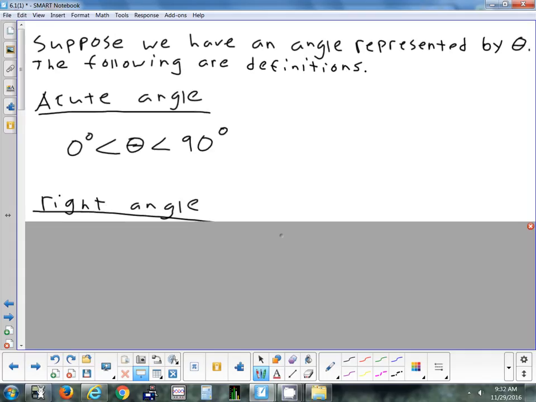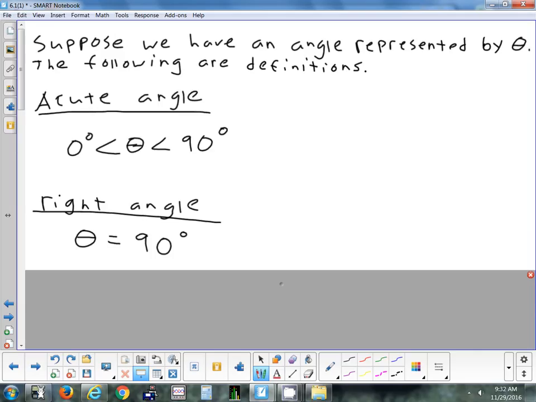Does beta always represent an angle? It's one of the letters you could use. I mean, you could use X, you could use Y, but a lot of times they do use a Greek letter for angles. Yeah. How about a right angle? Luke? Equal to right angle. Yeah, that's when your angle is exactly 90.